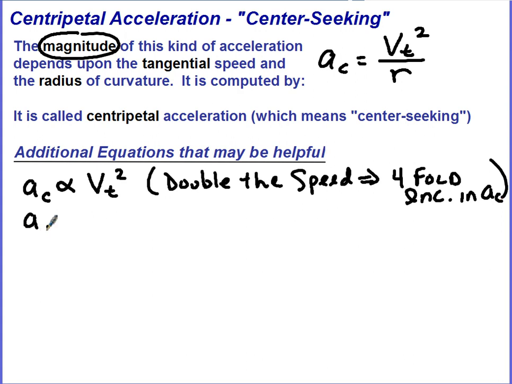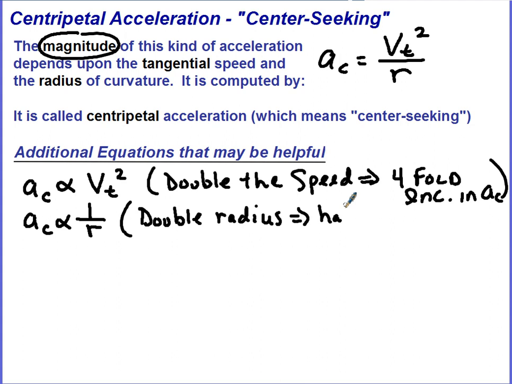Now a sub c is also proportional to 1 over the radius. So this is an inverse proportion. If I double the radius for an object moving through a circle, double the radius corresponds to a halving of the acceleration. So we can just look at proportions there. Now, we have some other equations that we can look at.